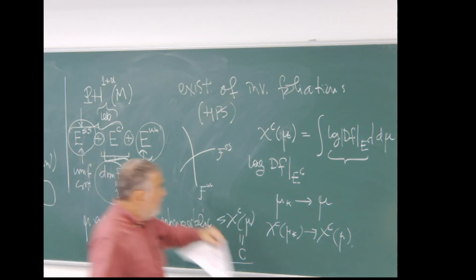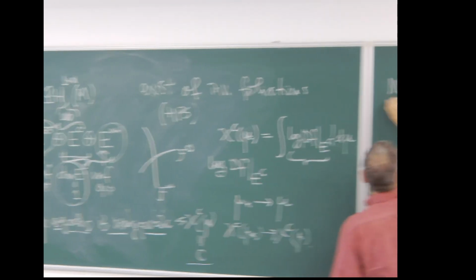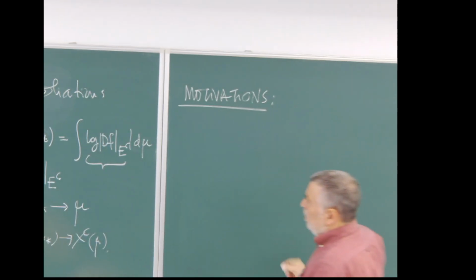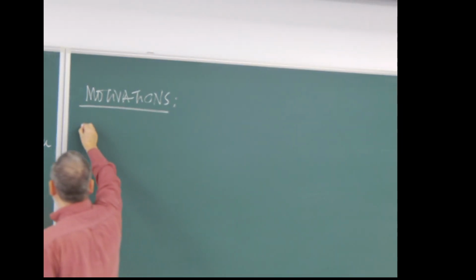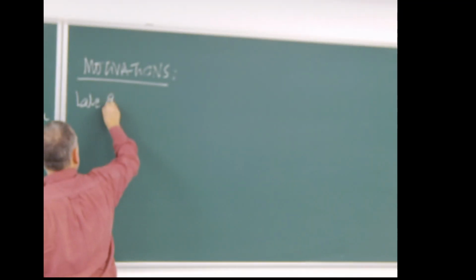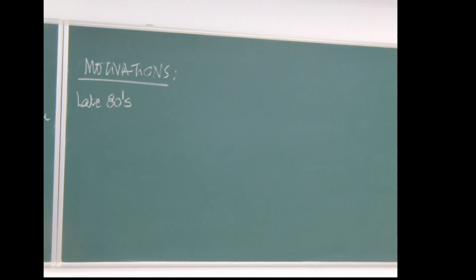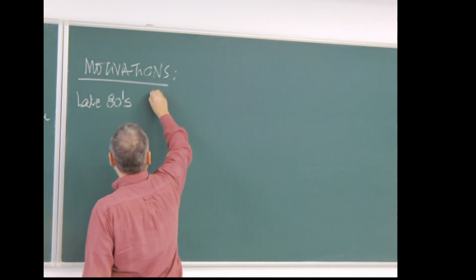And now let me go to some of the motivations. Well, one of the motivations comes from the 90s or late 80s. At that time, Jacob Palis made many conjectures.